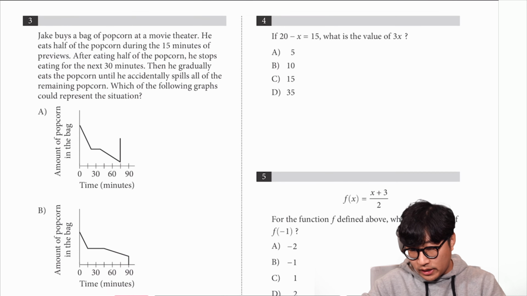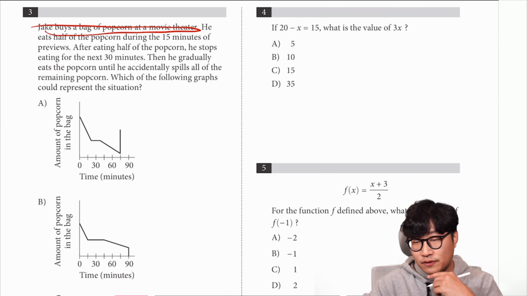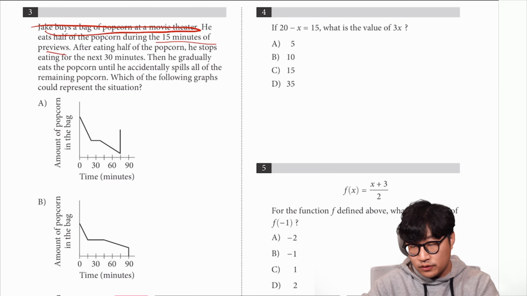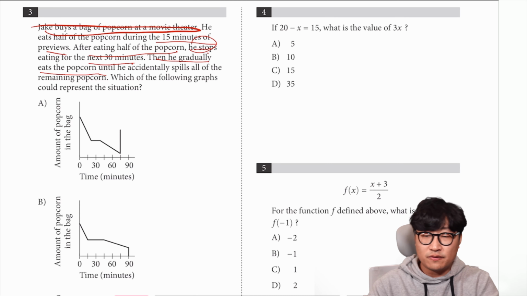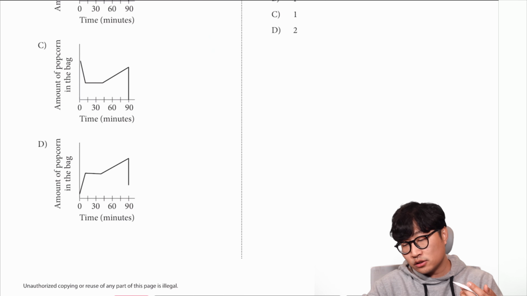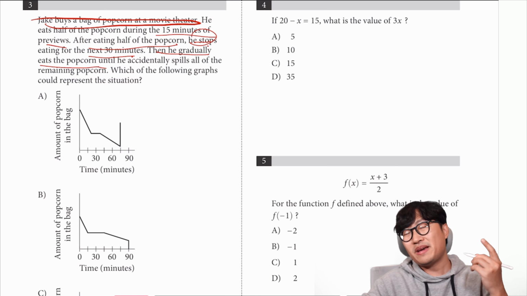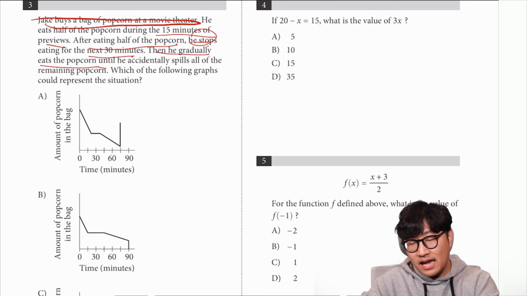All right, number 3, Jake buys a bag of popcorn. Cool story, bro. He eats half of the popcorn during the 15 minutes of the previews. After eating half of the popcorn, he stops for the next 30 minutes, and then he gradually eats the popcorn until he spills all of it. So what looks like this? If you look at all the answer choices, they have amount of popcorn on the y-axis. So let's kind of imagine it based on what we just read. So he eats half of the popcorn.